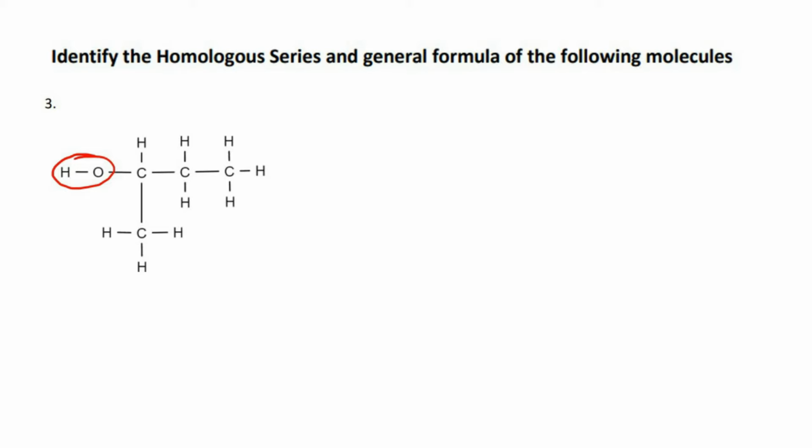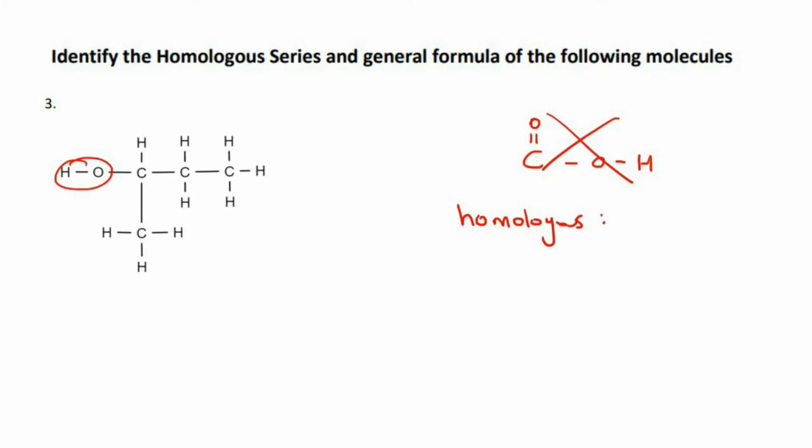Now, we can see that it only has an OH. It doesn't, for example, have a double bond oxygen connected to an OH. If it was like that, then it would be a carboxylic acid. But because we just have that OH over there, this means that this is an alcohol. So for the homologous series, we'll say that this is an alcohol.